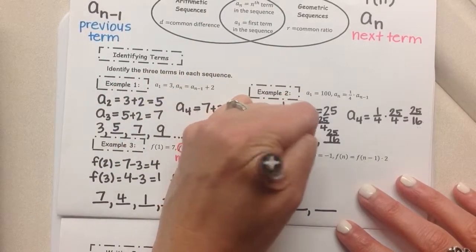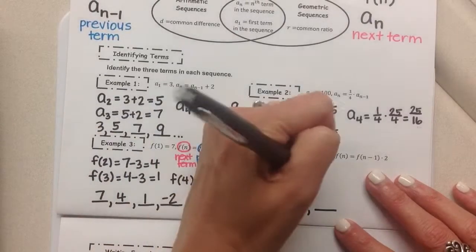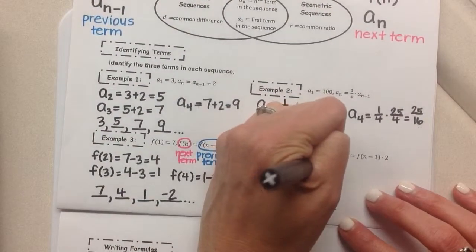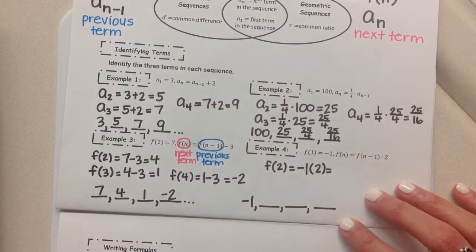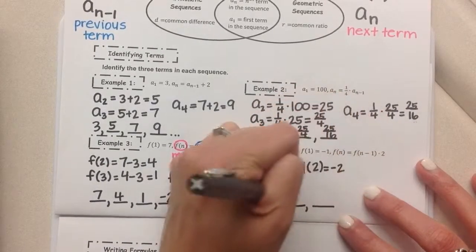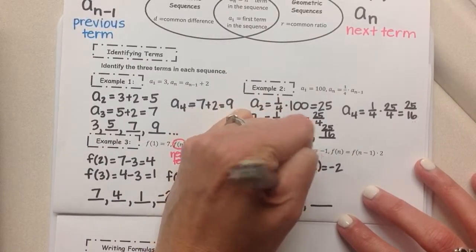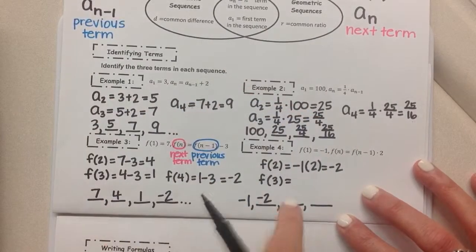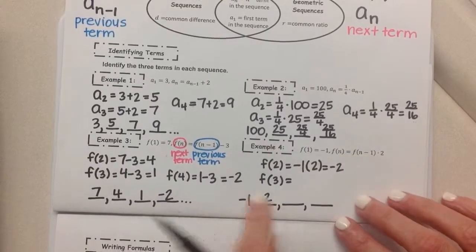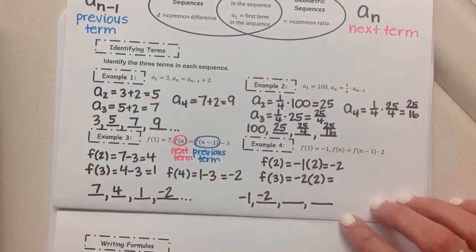So if I want to find f of 2, I'm going to take the number before the second term, which is negative 1, and multiply by 2. I'm going to put the 2 in parentheses so it doesn't look like a negative 12, and that's going to be negative 2. So the second number in the list is negative 2. If I want to find the third term, I take the term before it, the second term, which is negative 2, and multiply by 2. So negative 2 times 2 is negative 4.